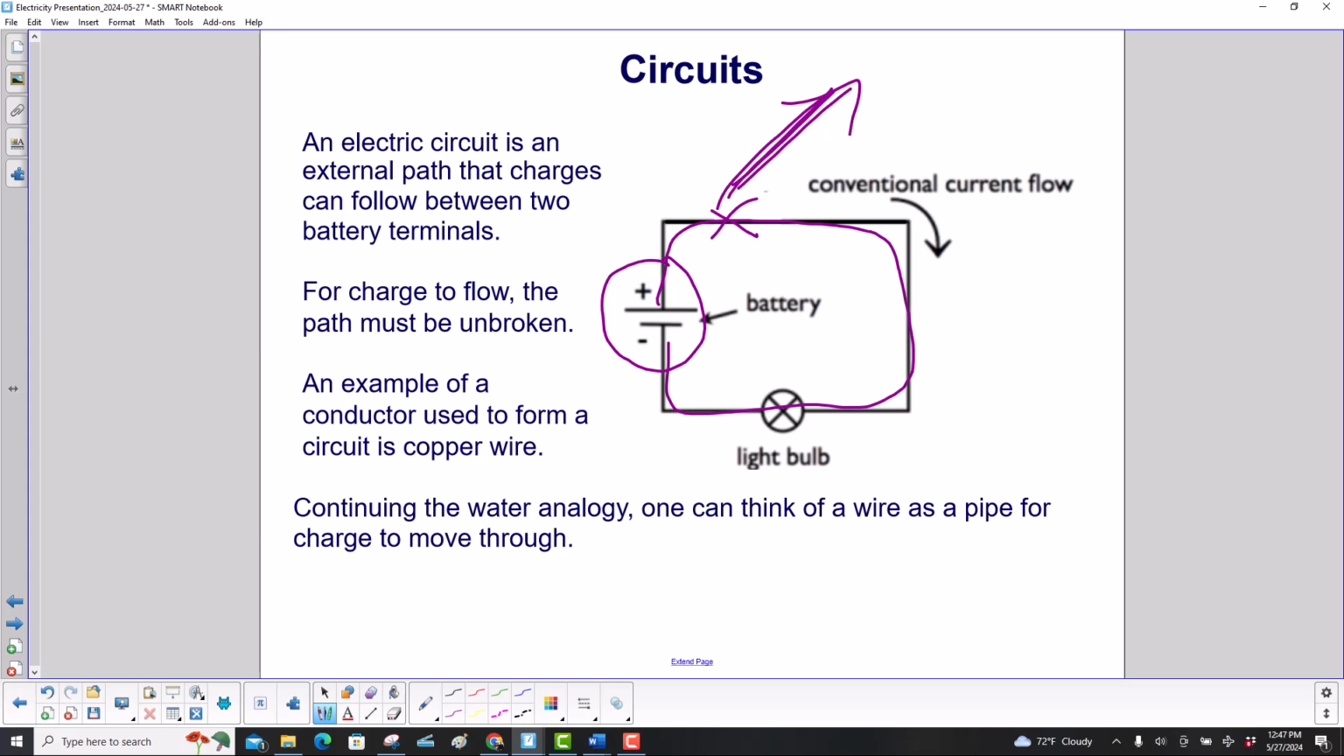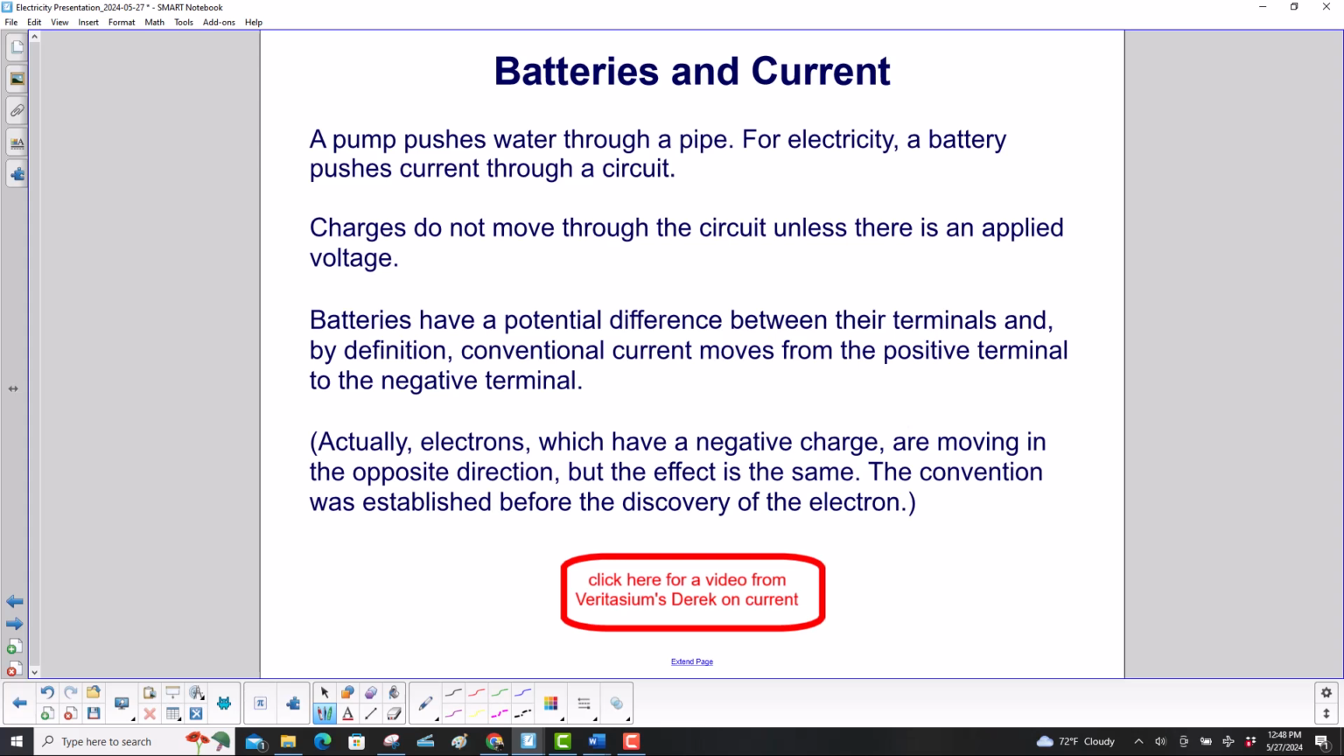Continuing the water analogy, one can think of a wire as a pipe for charge to move through. A pump pushes water through a pipe. For electricity, a battery pushes current through a circuit. Charges do not move through the circuit unless there is an applied voltage.